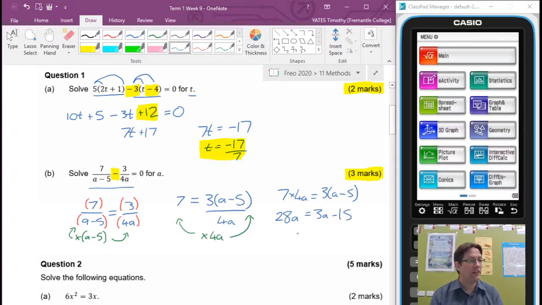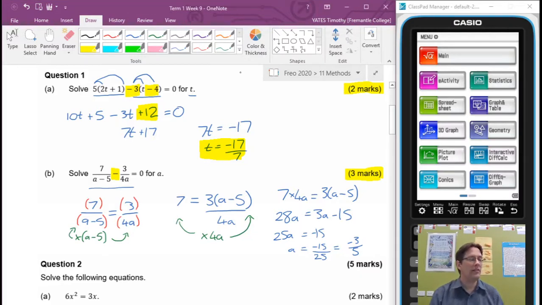I add 15, oh sorry, no, don't add 15. I subtract 3a from both sides, I get 25a equals negative 15. A is negative 15 over 25, which is negative 3/5 when we simplify it. And I'd expect that to be my answer. So negative 3/5 would be the answer for that one.